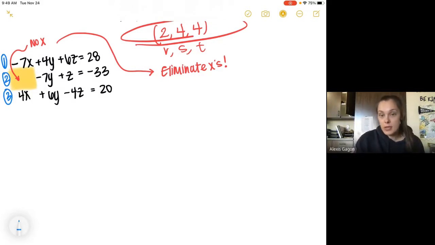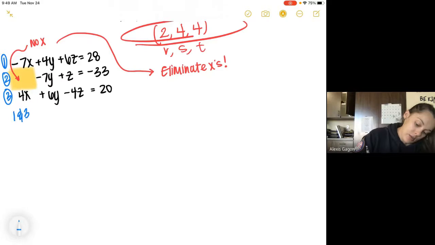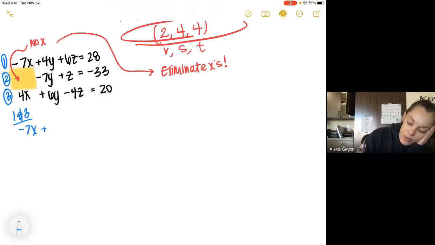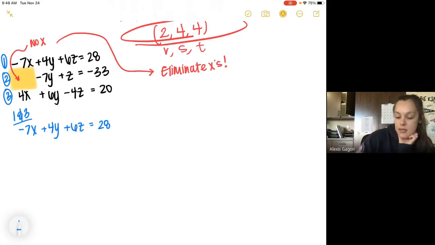So again, we're going to eliminate x's. I'm just going to look at equation 1, and I'm going to look at equation 3, because equation 2 already has the x eliminated. I'm just going to ignore it for a second. It's not doing anything for me. So I have negative 7x plus 4y plus 6z equals 28. And I have 4x plus 6y minus 4z equals 20.